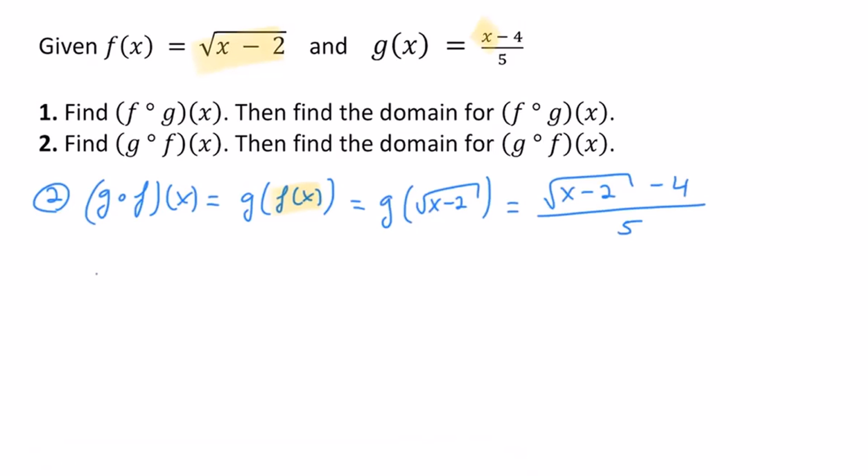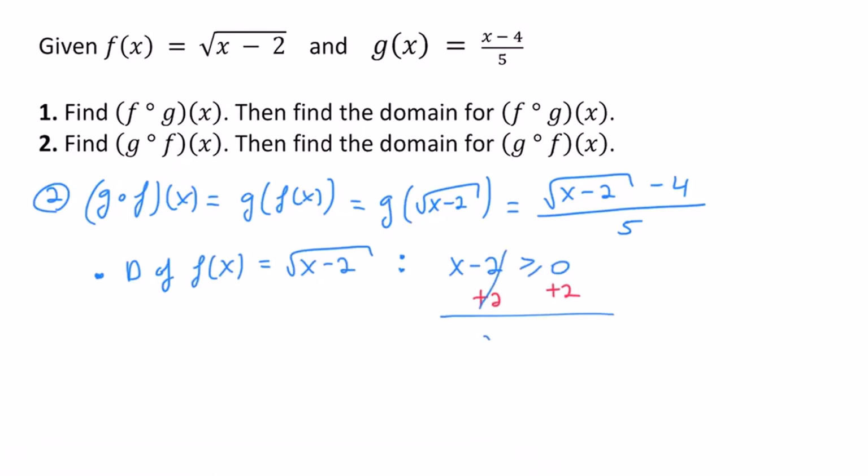Let's get the domain. The first step is the domain of the inside function, and the inside function is f of x, which is the square root of x minus 2. So here we have a square root. Inside the square root, x minus 2 needs to be greater than or equal to 0. Add 2 over. So x is greater than or equal to 2.